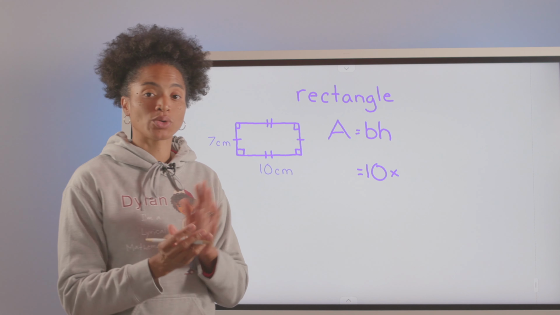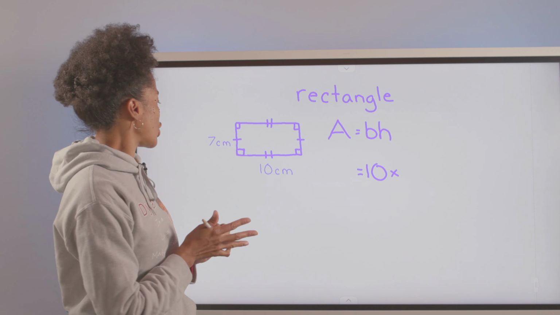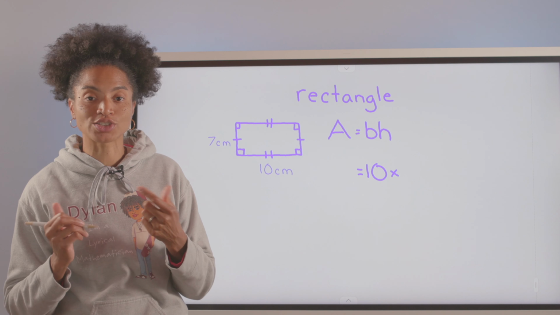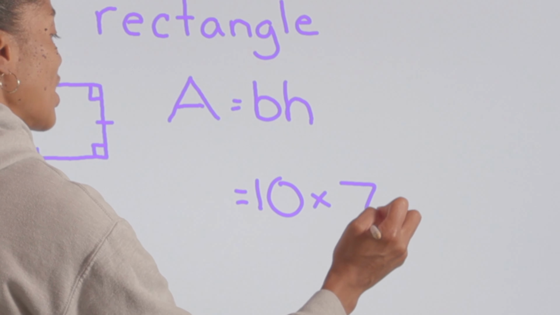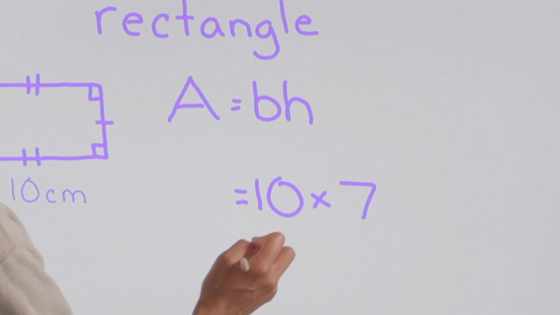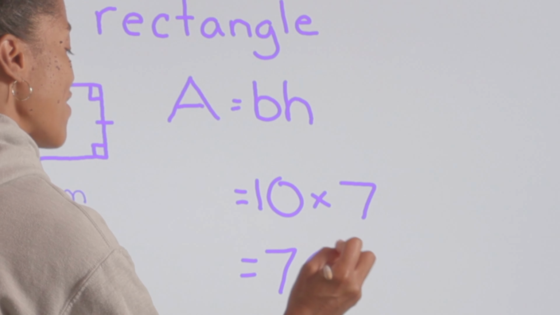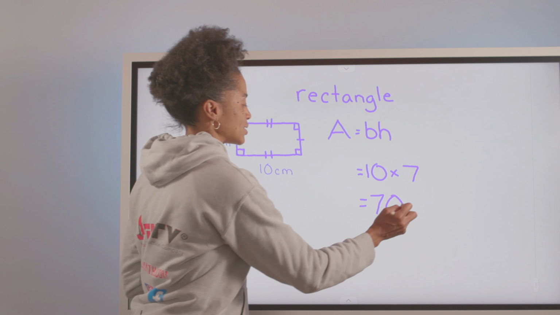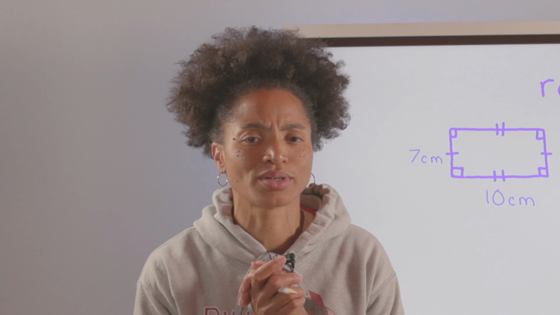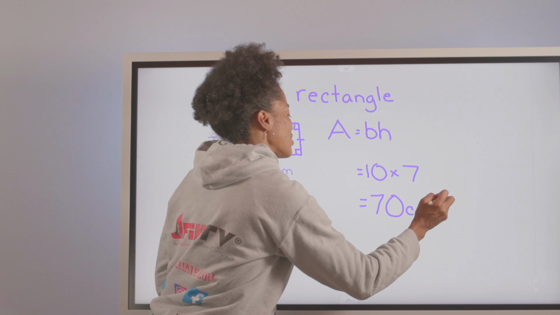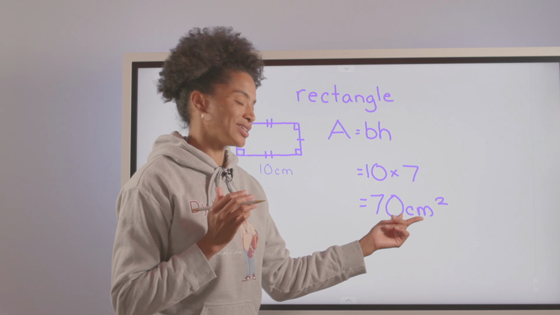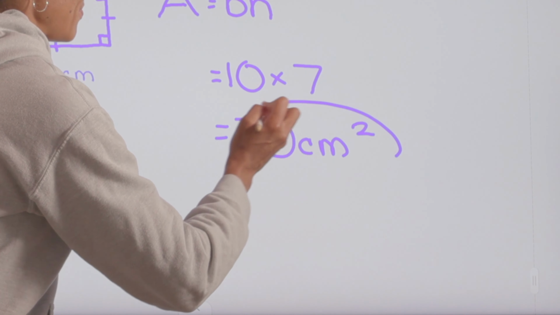And H stands for height. So the height in this case is 7 centimeters. We want to replace H with 7. So we have 10 times 7, which is 70. Nice work. So this is 70. CM goes after it. And what else do we need for this answer? We need to square it. Yes. So our answer is 70 squared centimeters.